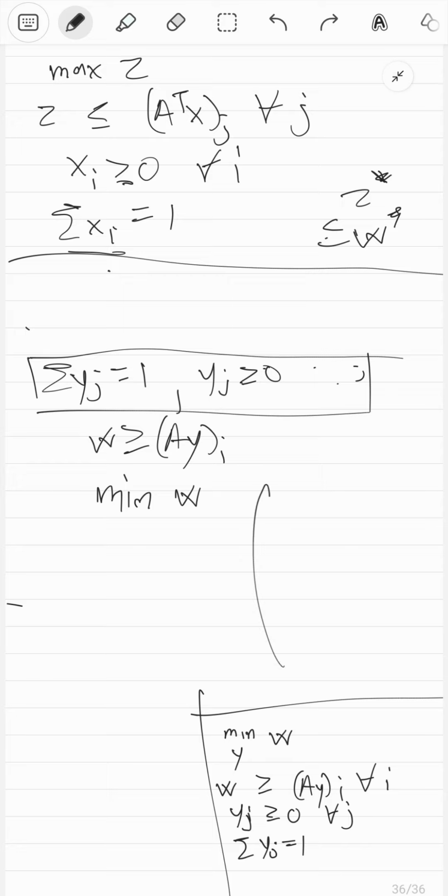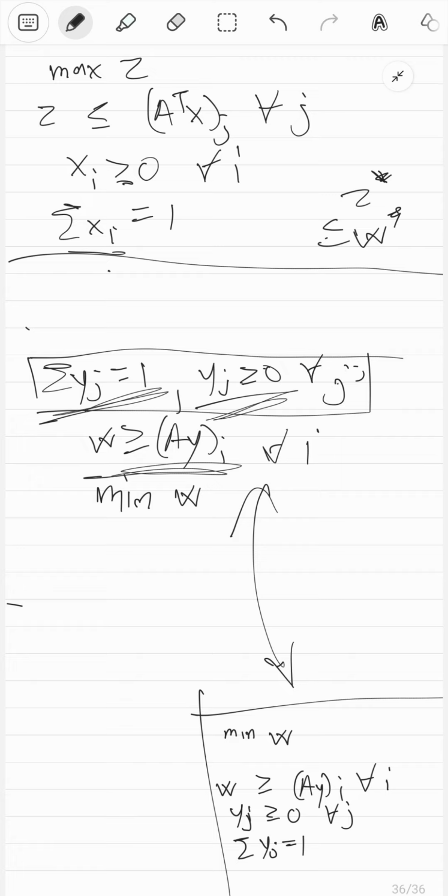And would you look at that, this is exactly the same thing as this problem, right? To minimize w over some vector y. We just minimize w under these constraints, that w should be greater than or equal to (Ay)_i for all i, and summation of y_j equal to 1, and y_j are all positive or equal to 0. Cool. And so what we have just proved is that these two are the same problems.